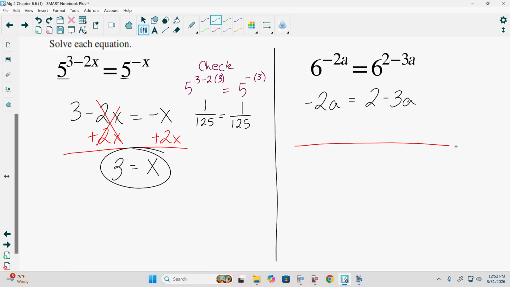What can we do first? Add 3a to both sides. Negative 3a plus 3a will cancel, giving us 2. Negative 2a plus 3a is going to be a, so a has to be 2. Questions on this one here?